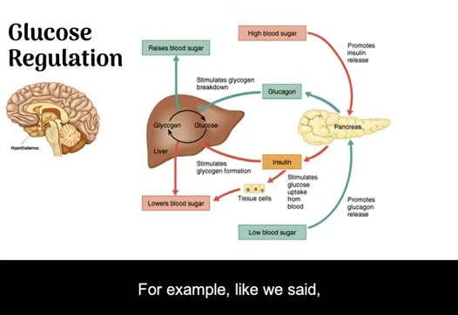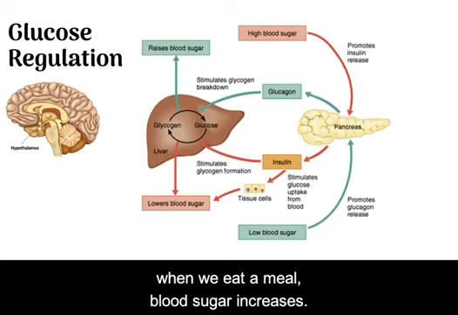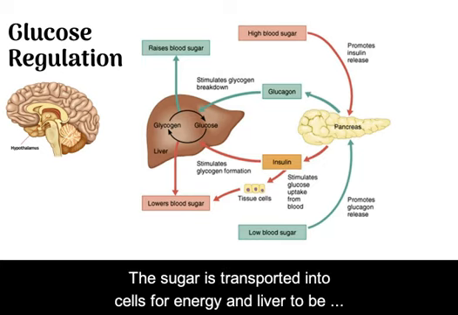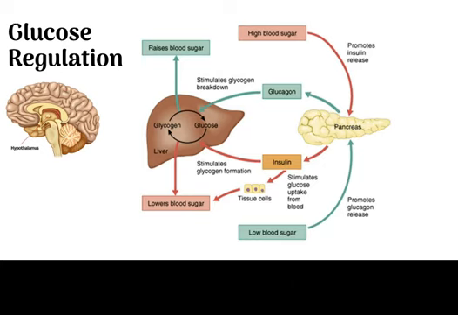For example, like we said, when we eat a meal, blood sugar increases, the pancreas releases insulin, and the sugar is transported into cells for energy, and into the liver to be stored as glycogen. Now, what happens when your blood sugar is low?